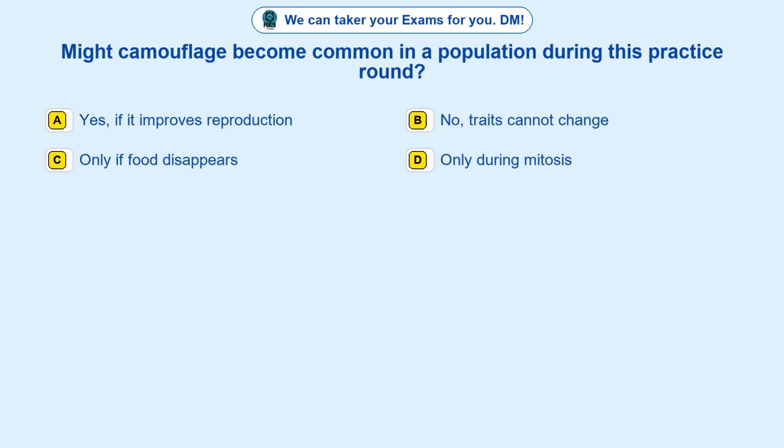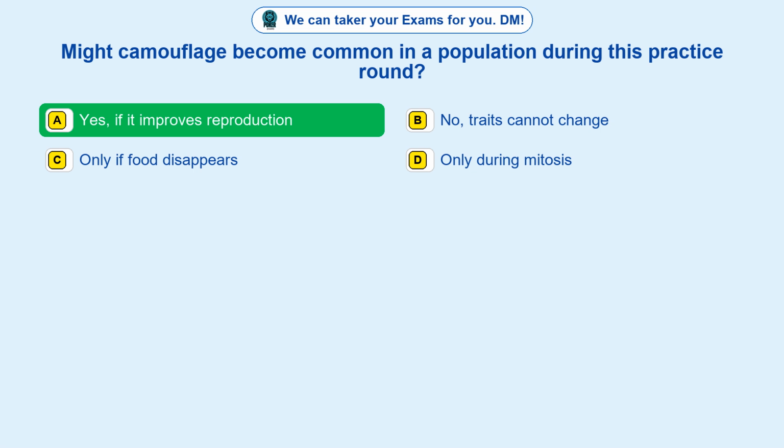Question 12. Might camouflage become common in a population during this practice round? Option A. Yes, if it improves reproduction. Option B. No, traits cannot change. Option C. Only if food disappears. Option D. Only during mitosis.